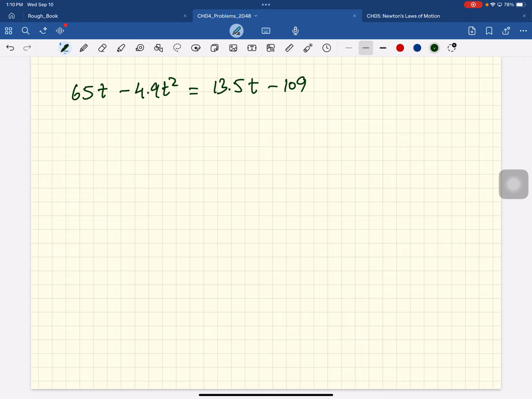Okay, so this is just a quadratic equation: 4.9t squared, minus 65 minus that is 51.5, t, minus 109 equals 0.